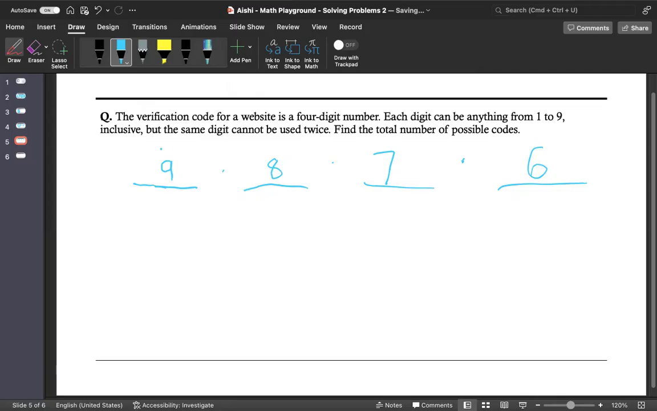So we have to multiply all of this. Try and multiply it mentally. If you can't do it, write it down. Okay, so 9 times 8. Alright, I've got it. The answer is 3024. You can even check it if you want. Alright, on to the last question.